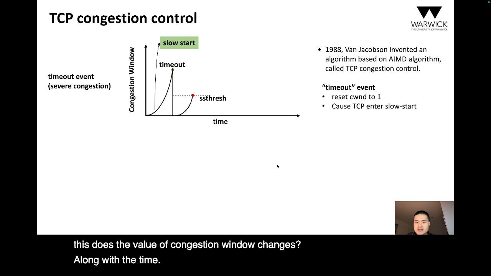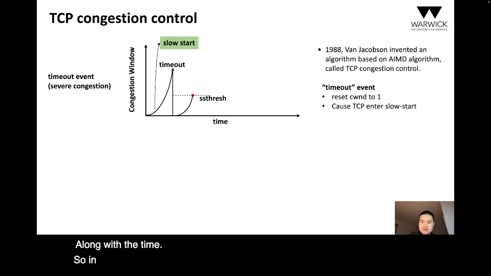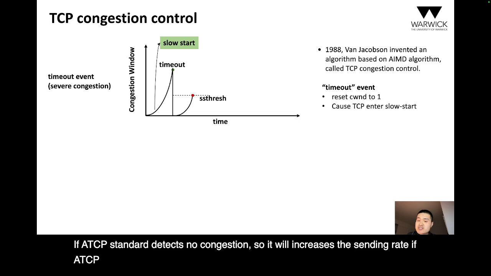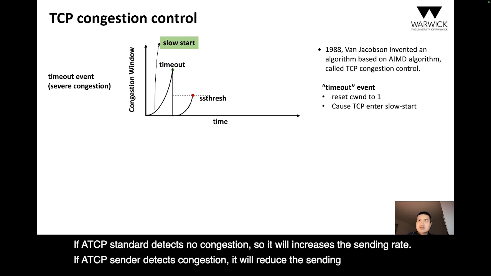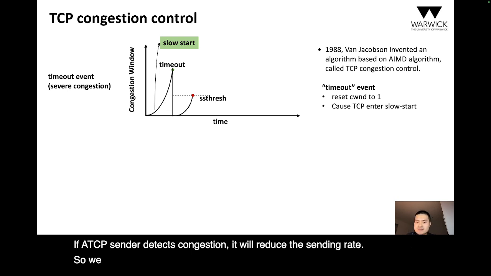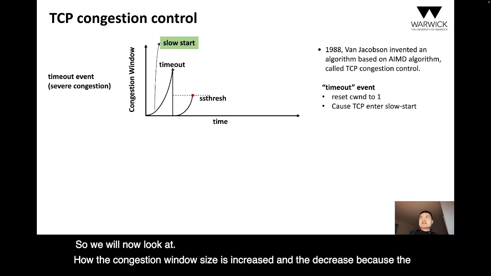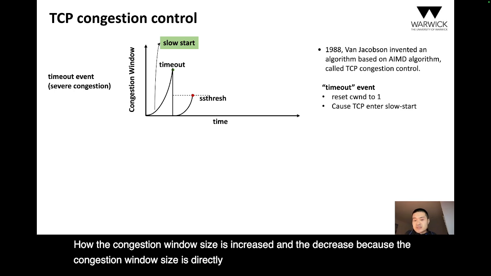So in general, if a TCP sender detects no congestion, it will increase the sending rate. If a TCP sender detects congestion, it will reduce the sending rate. We will now look at how the congestion window size is increased and decreased, because the congestion window size is directly related to the sending rate.